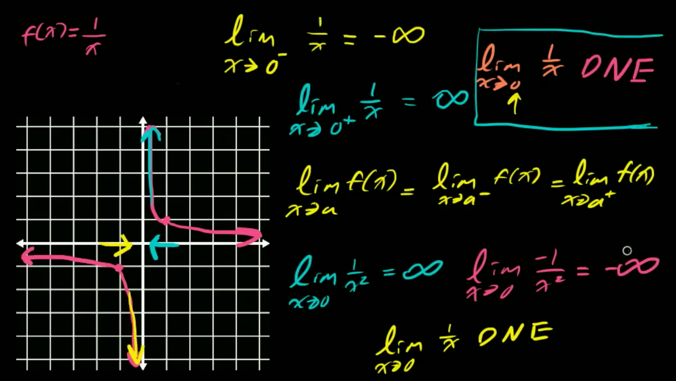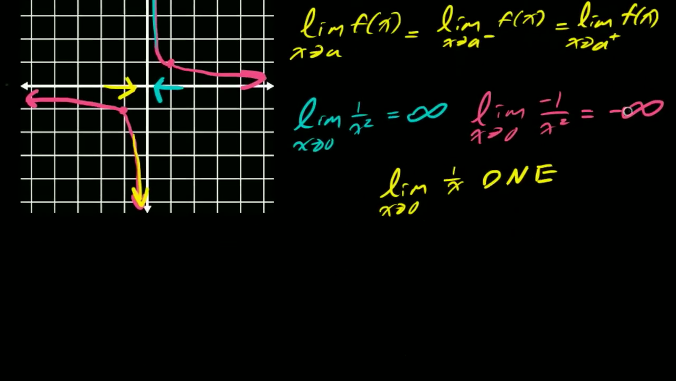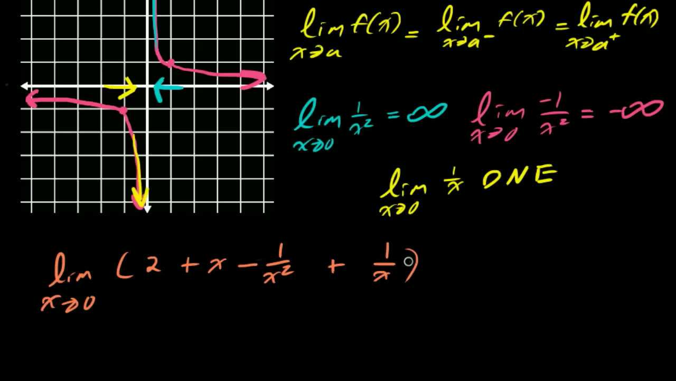So now we've got three different possibilities for what these limits can be equal to when we take these limits that don't exactly obey the rules. So now let me ask you a question. What if we had this function? We were taking the limit as x approaches 0 of, let's say, 2 plus x minus 1 over x squared plus, let's say, 1 over x.